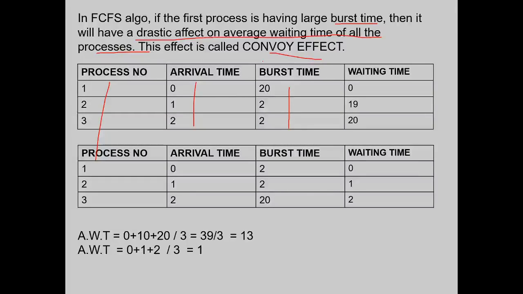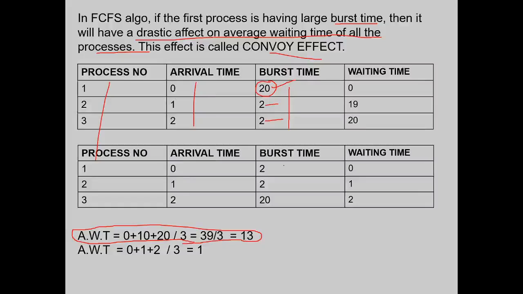Okay, so the burst time of process P1, the first process, is more here, and the remaining other processes' burst time is less. So the first process is going to take a very long time for execution. Because of the first process, even other processes have to keep on waiting even if their burst time is less. So in such a case, the average waiting time of all processes is more here.